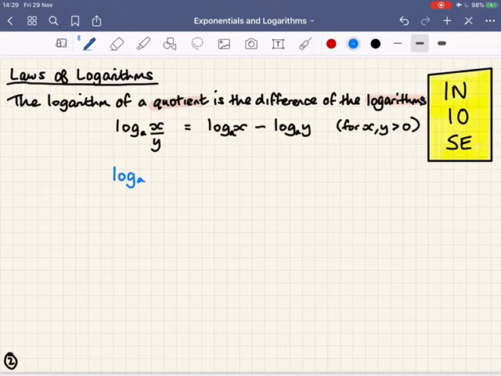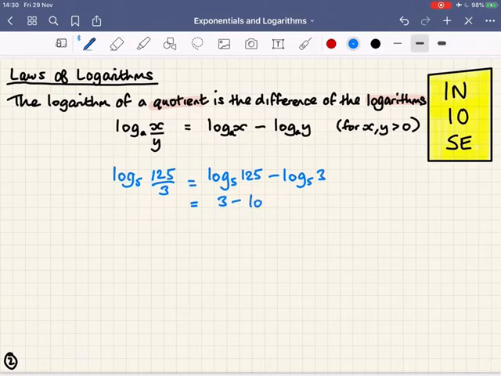I could have log to base 5, let's make that just so we can evaluate it, log to base 5 of 125 divided by 3. I can split that out and make it log to base 5 of 125 minus log to base 5 of 3. And you'll see that log to base 5 of 125 is 3. So I end up with 3 minus log to base 5 of 3. Fantastic.